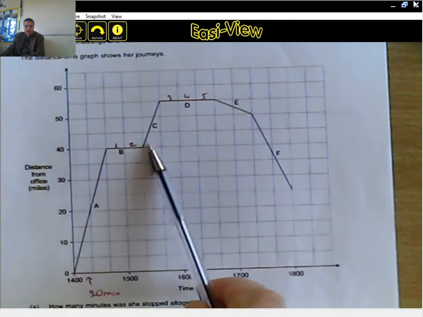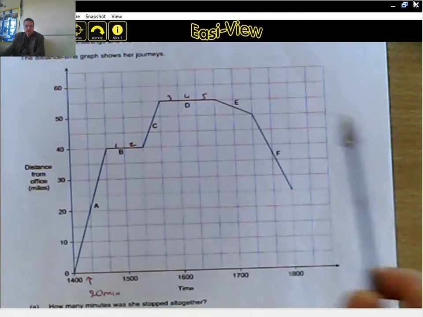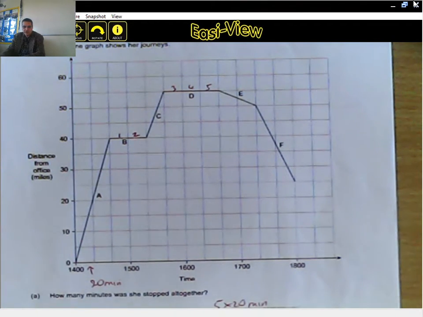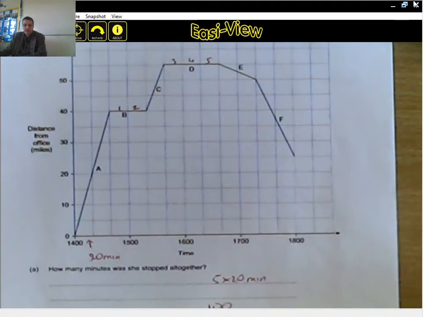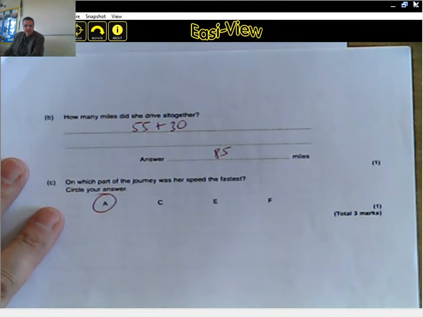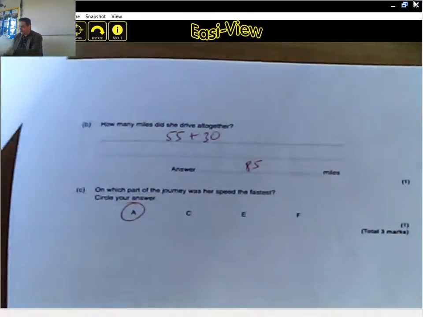And we have got 1, 2, 3, 4, 5 blocks of flat time where there's no distance being covered, but of course time keeps going in that direction. So 5 lots of 20 minutes is 100 minutes. First question done.